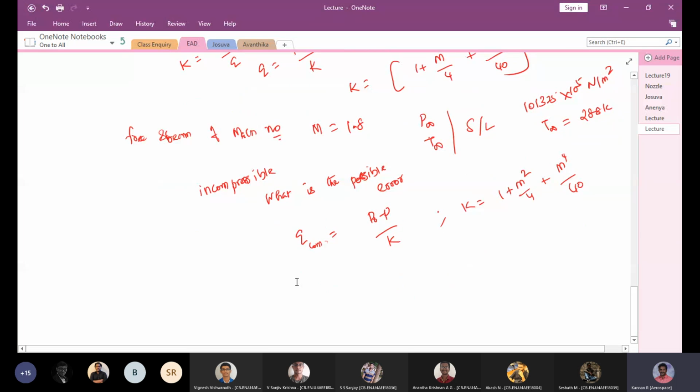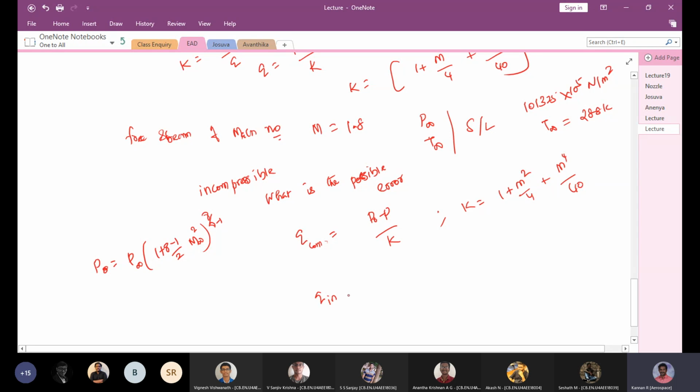Now, your P naught: assume the flow is an isentropic flow, so P naught is P infinity into (1 plus (gamma minus 1) by 2 M infinity square) to the power of gamma by gamma minus 1. You know the P infinity value, so you can get the P naught, substitute it here, and you can get your Q compressible.